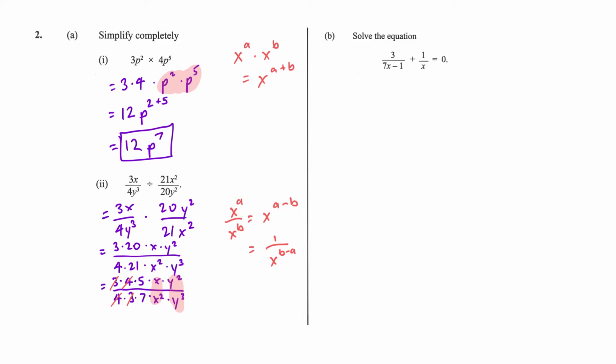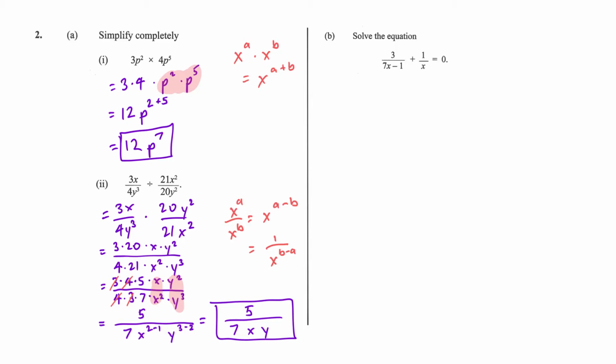We're going to move things to the denominator, and when we do that, we're going to subtract the exponents. So moving our variables to the denominator, we have 5 in the numerator divided by 7 times x to the 2 minus 1 times y to the 3 minus 2. I'm subtracting the exponents, which simplifies to 5 over 7 times x times y. And that's our final answer.